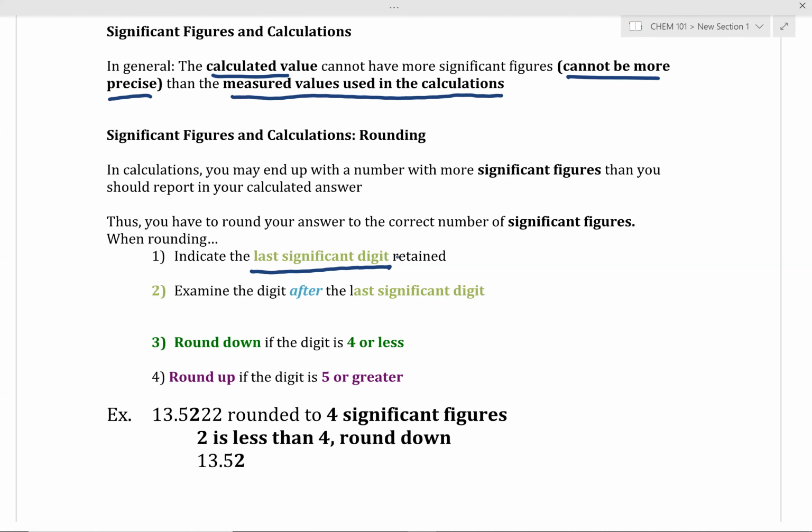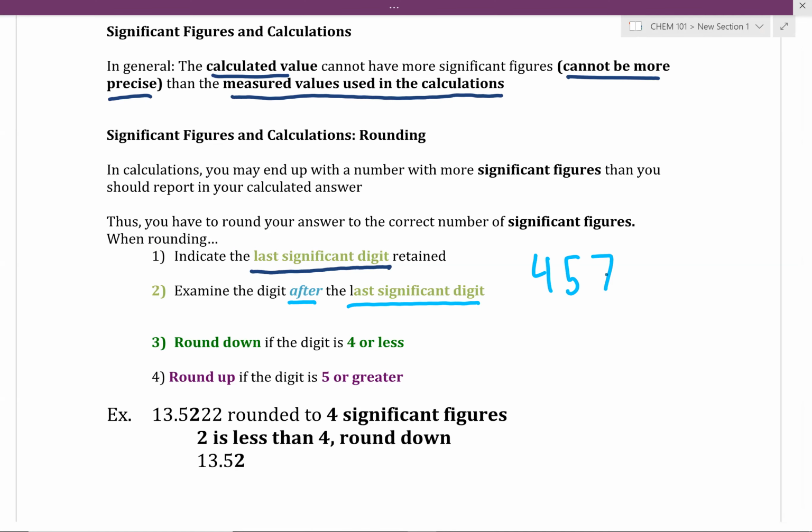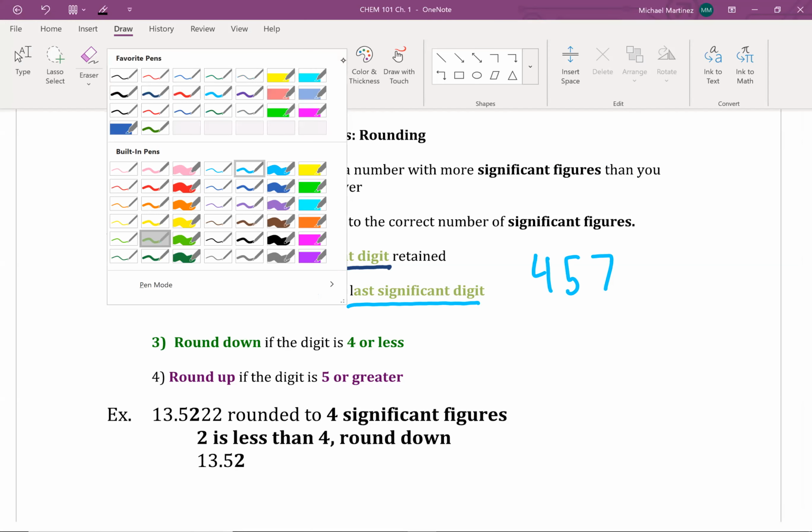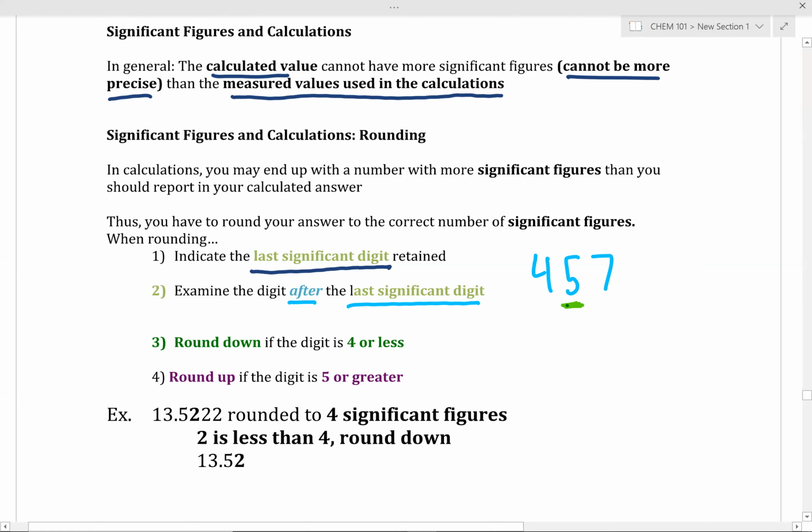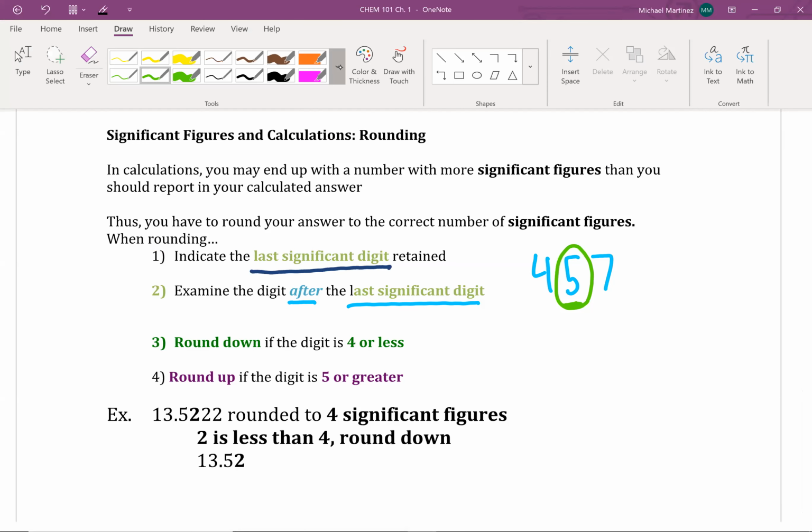Now, to decide whether you round up or down, you're going to examine the number immediately after the last significant digit. For example, if you have 457 and we decided based on our calculations that we only are retaining 2 significant figures, let's pretend this 5 is our last significant digit. What number are we going to look at in order to figure out whether we round up or down? The 7, the number immediately after the last significant digit.